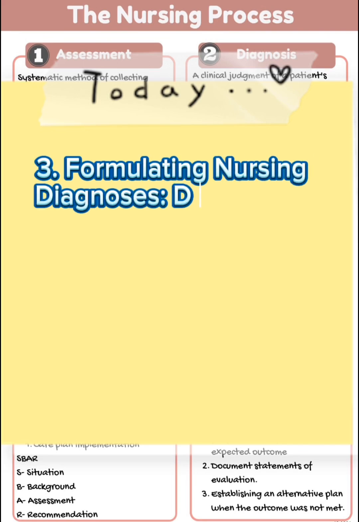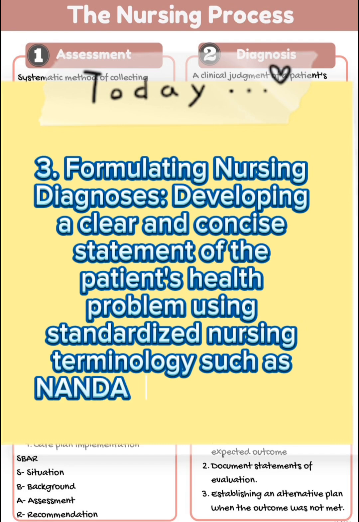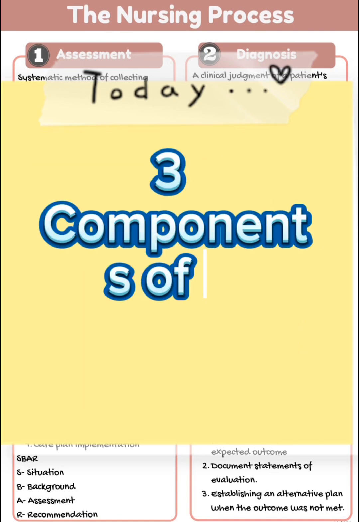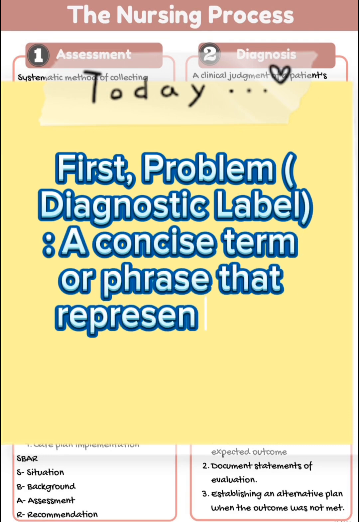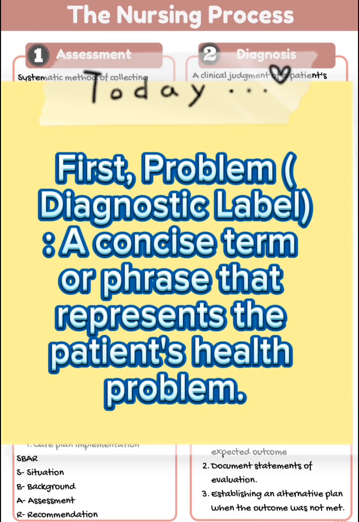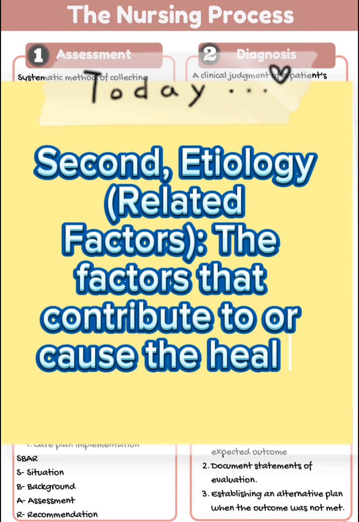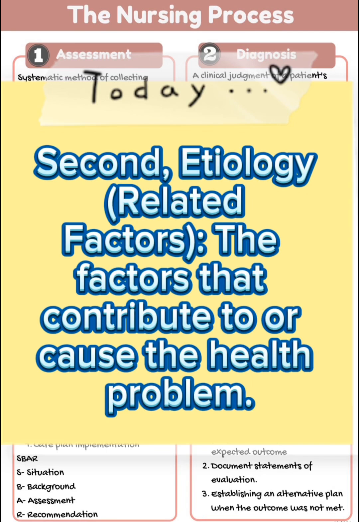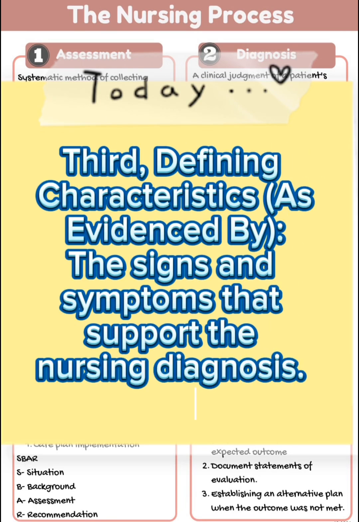3. Formulating nursing diagnoses, developing a clear and concise statement of the patient's health problem using standardized nursing terminology such as NANDA-I diagnoses. 3 components of a nursing diagnosis. First, problem diagnostic label, a concise term or phrase that represents the patient's health problem. Second, etiology-related factors, the factors that contribute to or cause the health problem. Third, defining characteristics as evidenced by the signs and symptoms that support the nursing diagnosis.